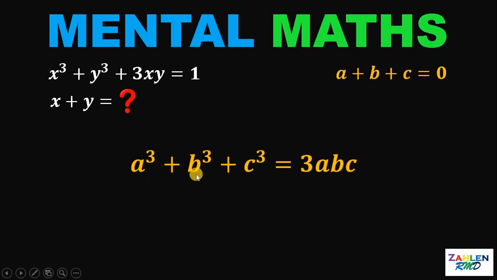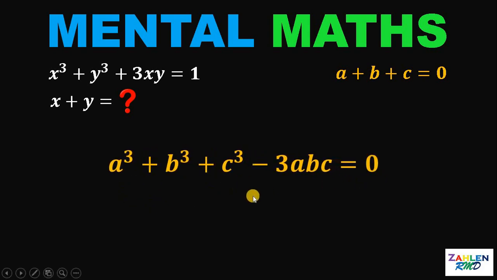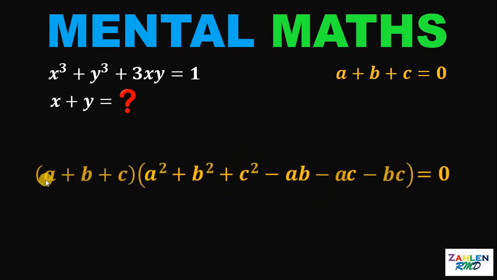Now, we have a cubed plus b cubed plus c cubed equals 3abc. Now, let's equate this to 0. This result is a well-known equation and it can be factored as follows. We have a plus b plus c multiplied by a squared plus b squared plus c squared minus ab minus ac minus bc. Now, since it is equal to 0, it follows that at least one of them must be equal to 0. Thus, we can say that a plus b plus c is equal to 0, or this expression must be equal to 0.